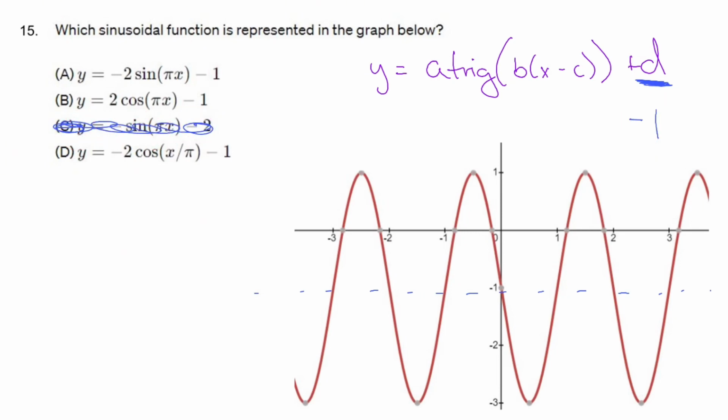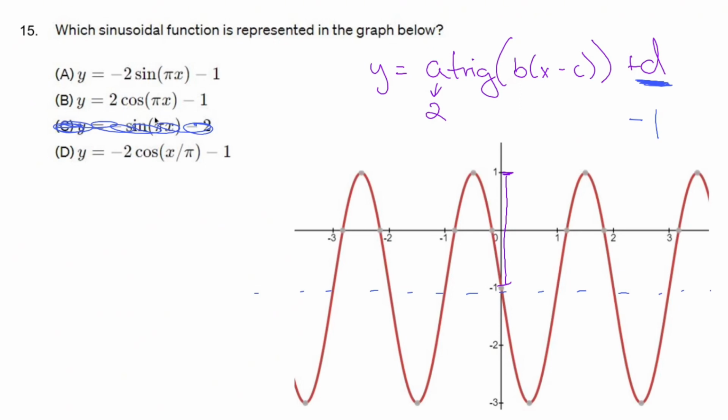The first thing you can do now that you have your midline is find your amplitude, pretty easy, and that's by going from your midline to the maximum value and seeing what the distance of that is. So 1 minus -1 gives me a distance of 2. My amplitude is 2.